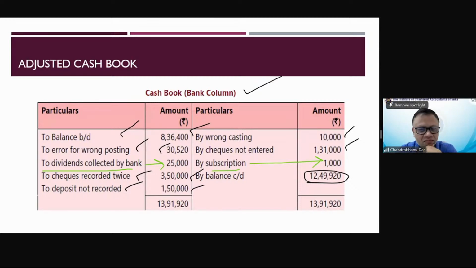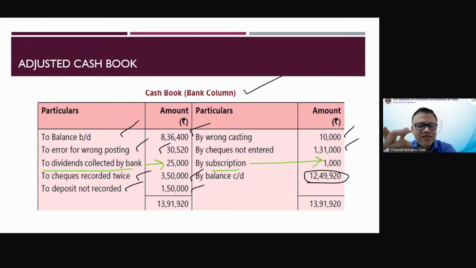Sir, hello? Yes, I'm hearing. Outgoing check of 350,000 was recorded twice in the cash book. So it is an outgoing check, so we should assume that as an issued check. Very good. Understood, Ashwika? Yes, sir. Okay. So that was on the issued side.